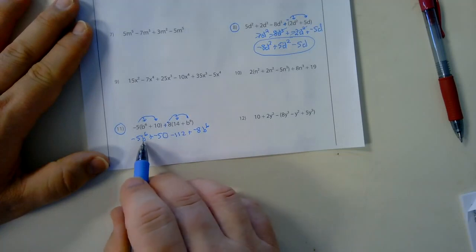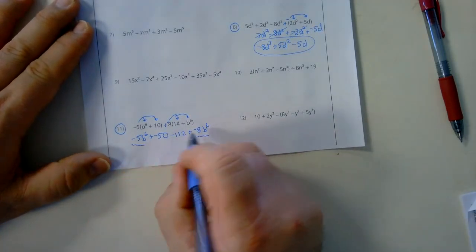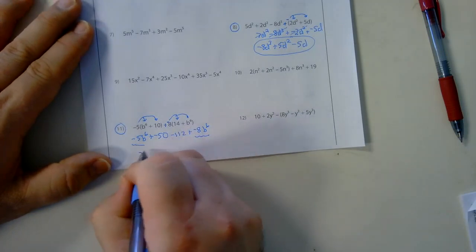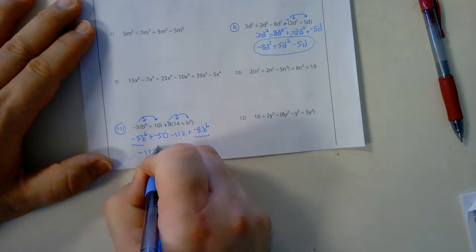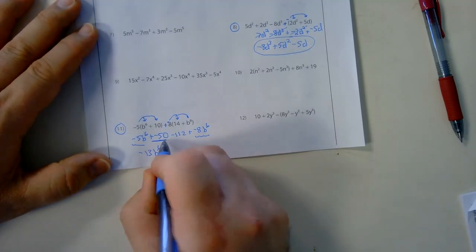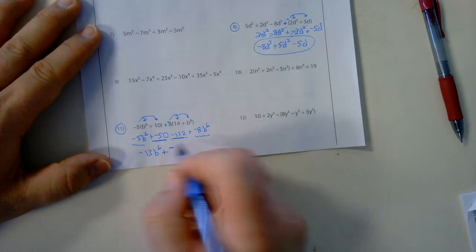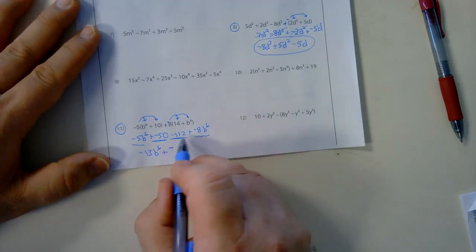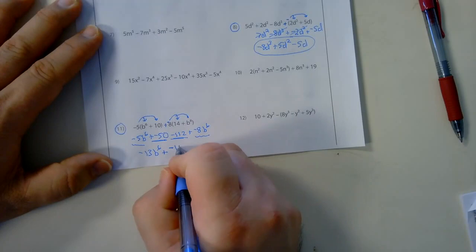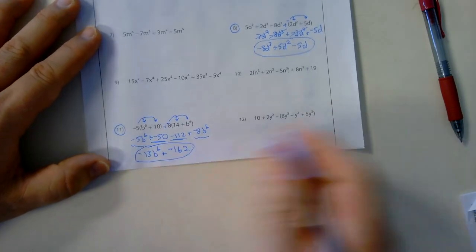All right, so let's start with the highest exponent, b to the 6th, right here, and another b to the 6th, so negative 5 and negative 8. Negative 13b to the 6th. Now we have the negative 50 and the negative 112. They're both negative, so plus a minus 50 and 112 is 162. So there's my final answer.